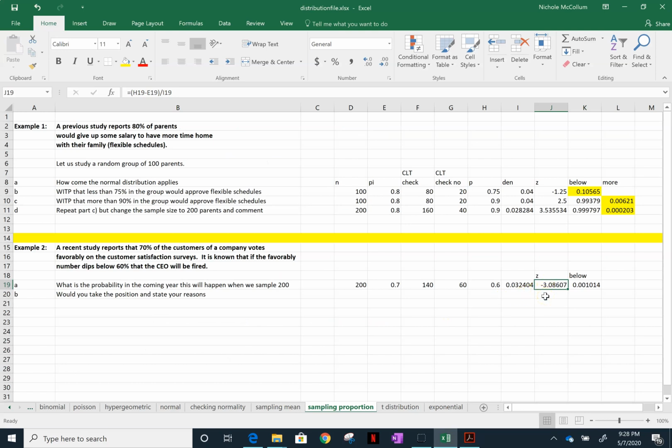I've been doing normals most of my life. And if the Z value is past negative 2 or above a 2, you're looking at a rare occurrence. So if you get to a negative 3, this is an extremely rare occurrence. And that's why the area below it is less than 1%. So there's a less than 1% chance the CEO is going to be fired. So my answer to part B, oh yeah, I'm taking the position. Because there's less than a 1% chance I'm going to be fired. That's really why I would take it.